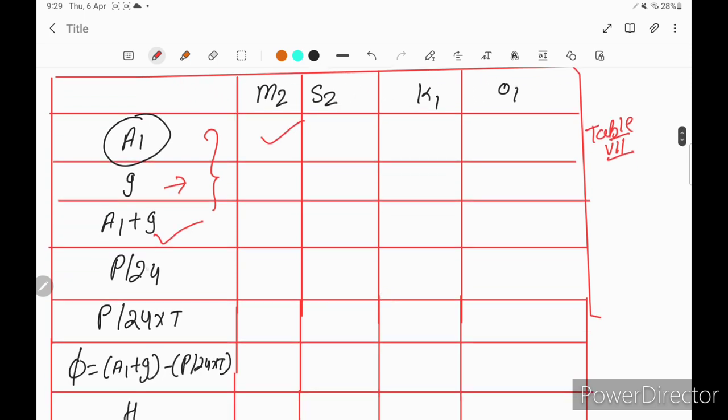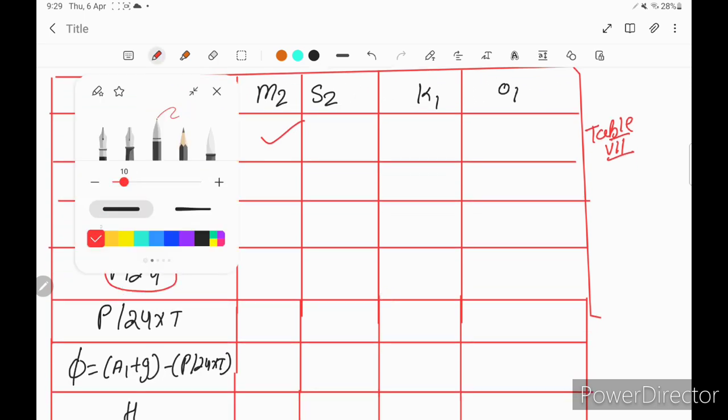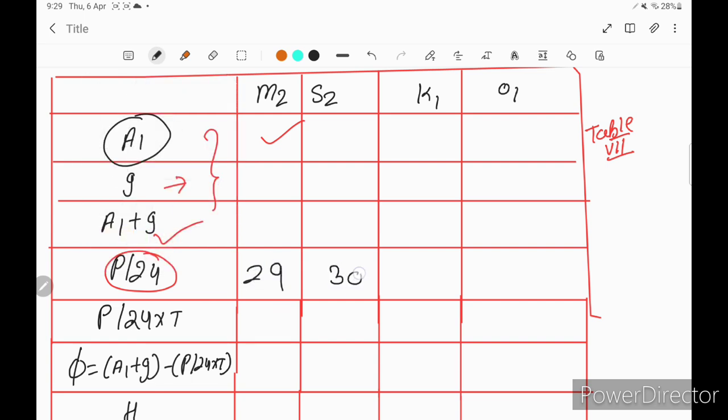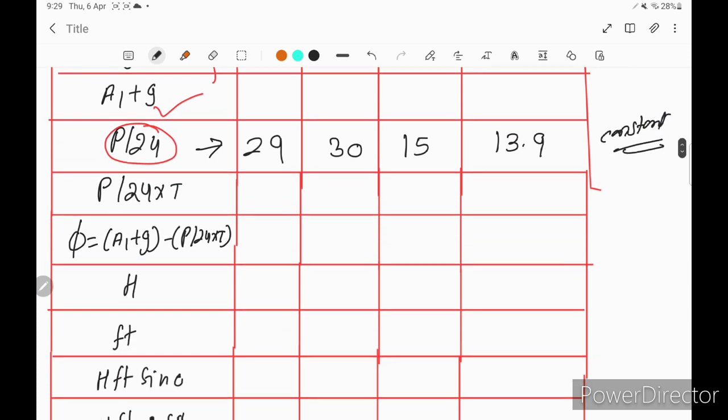So you get A1 plus G. Now the P divided by 24 value is fixed: you have to write 29, 30, 15, 13.9. Whatever the question in SHM, this value is constant. You have to memorize this. Now whatever time is given, for example 0800 local time, you multiply: 29 into 8, 30 into 8, 15 into 8, 13.9 into 8, and you will get some value.